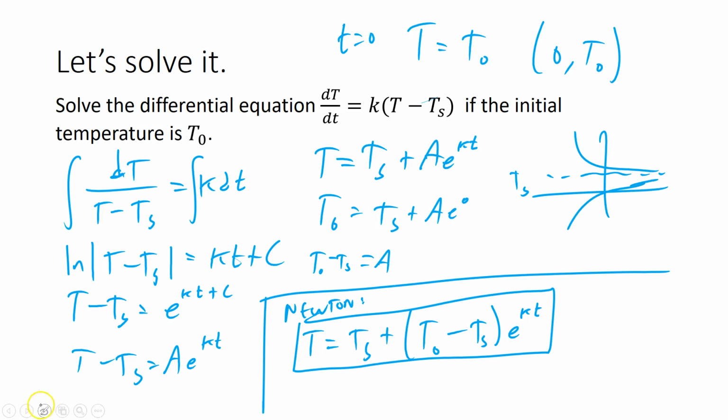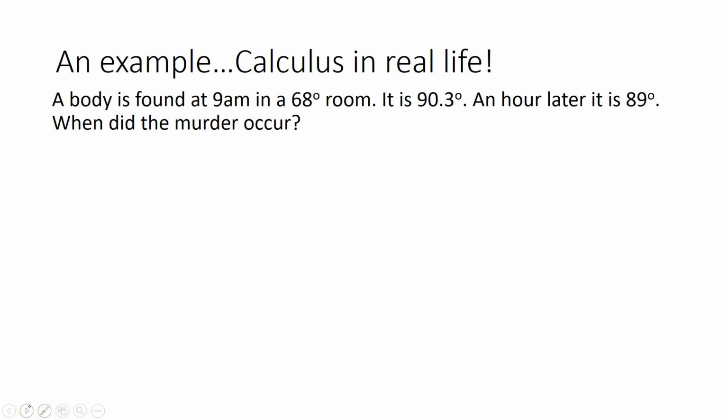Okay, so let's do a problem with this. So I'm going to rewrite that: T is Ts plus T0 minus Ts times e to the kt. Alright, so a body is found at 9 a.m. in a 68-degree room. That sounds like Ts, 68 degrees. That's our temperature of our surroundings.